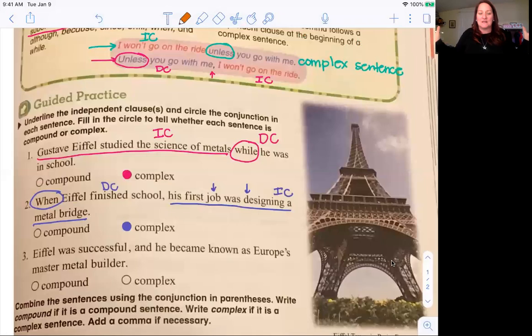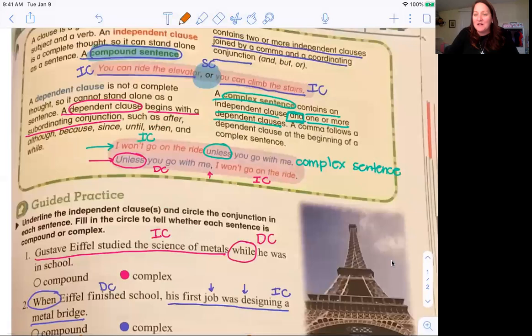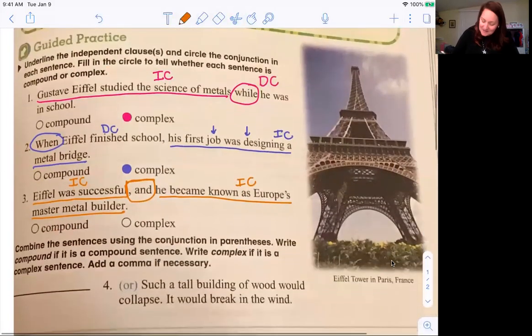Can stand alone as a sentence. Eiffel was successful. Good. He became known as Europe's master metal builder. So we have an independent clause, another independent clause, and guess what? It is joined, and they say to circle it, it is joined by a comma and an and. What do we know? What kind of sentence is it if it's joined by a comma and an and? 2 independent clauses joined by a conjunction. That is a compound sentence.